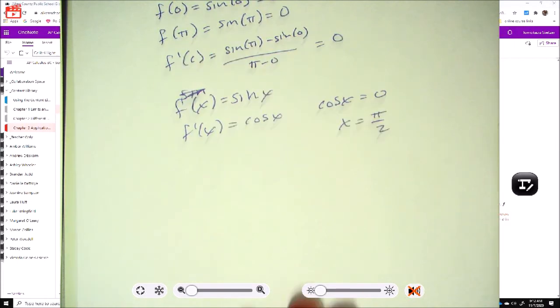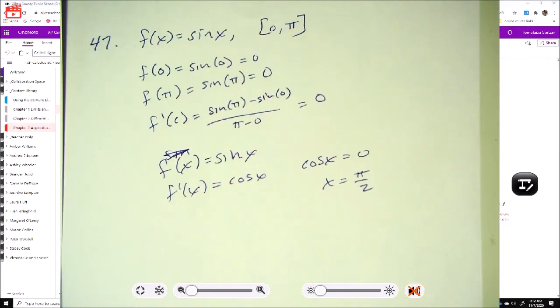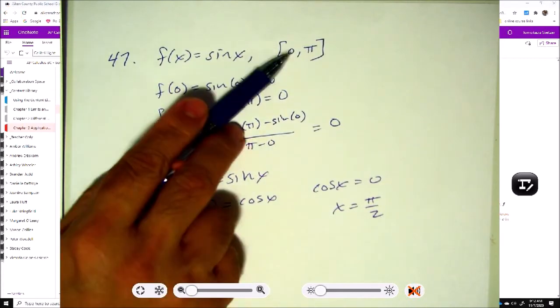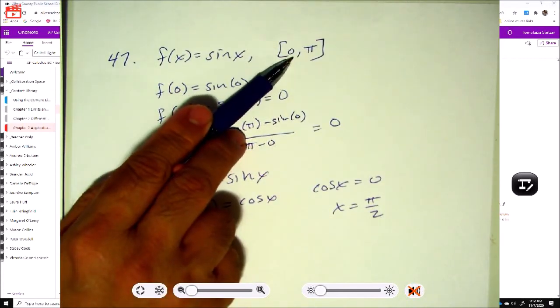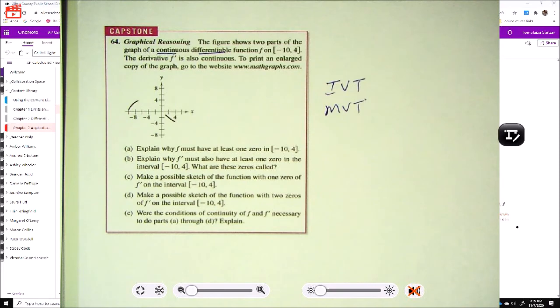All right. There are other places where it's equal to 0. However, it's the only value on this interval where it's equal to 0. All right, this is problem 64. You notice that I tried this once before, so I'm trying it again. All right, so you're given some information about your function.